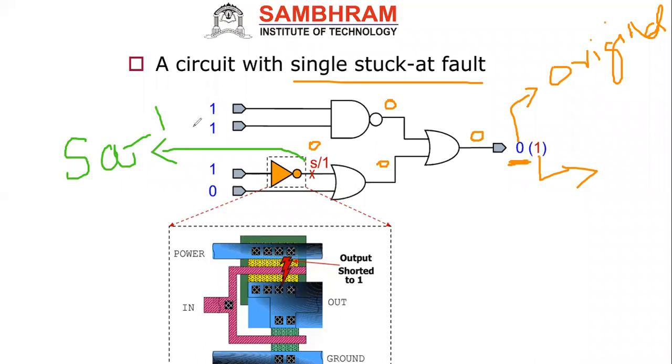SA1 means stuck at 1, which means this line is permanently connected to VDD. Now you see the corresponding inverter which I noted here, right? See the inverter layout here. This is the inverter layout. This is your VDD, this is the VSS. Now the polysilicon, this is the polysilicon, the input, correct? Because this is a CMOS circuit. Now this is the drain. This is the drain. This is the drain. Okay. So connected output. This is the output.